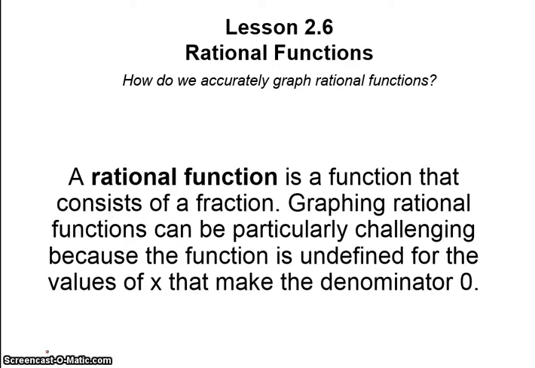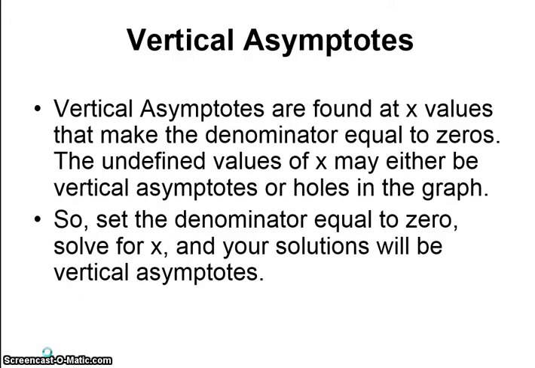So if you think back to when we were doing domain, and if it was a fraction, we had to set the denominator equal to 0 to figure out what numbers we could not put in there because that would make the function undefined. That's still going to play a role as we're trying to figure out our vertical asymptotes. So vertical asymptotes would be somewhere on your graph where there's a vertical line that the graph does not cross.